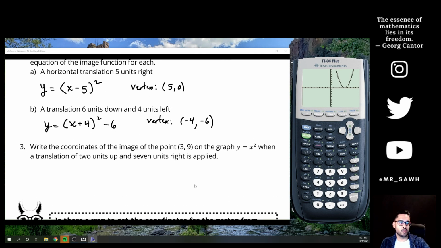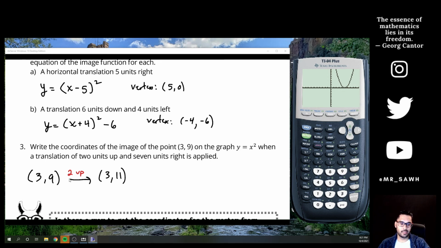So I know this point (3, 9) is going to be on the graph of x squared. I just want to see where the new one is going to be. So if I start with (3, 9) and I do 2 units up, okay, here's our first translation, 2 up. Well, my new point will still have an x coordinate of 3, because that's a vertical motion, so the x coordinate's not changing. But instead of 9, it'll be at 11.